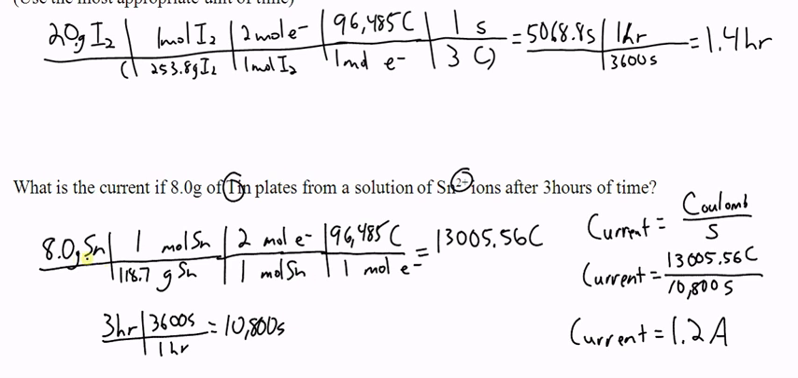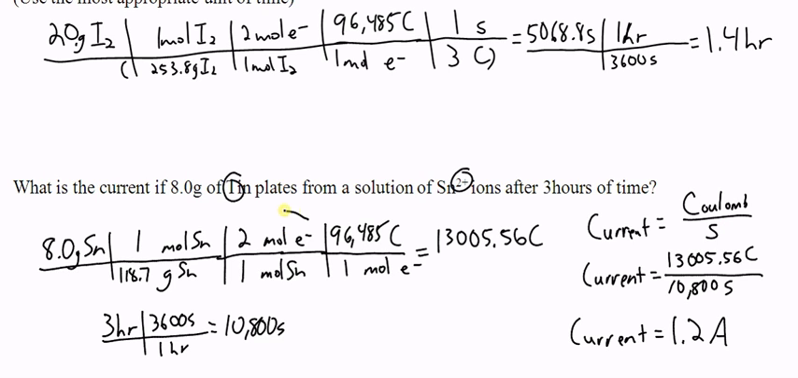So typically this is how I'm going to approach a problem that's asking me to solve for current. I'm going to do a factor label to get to coulombs, and then from there I'm going to do a separate calculation of the amps by dividing the coulombs that I have by the number of seconds that the process was being run.